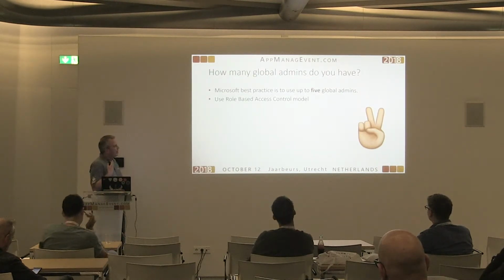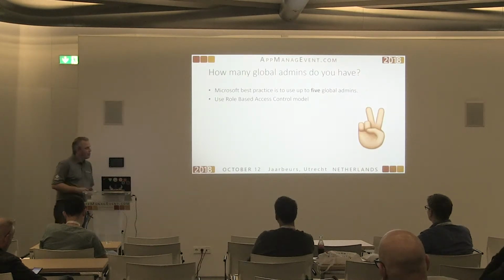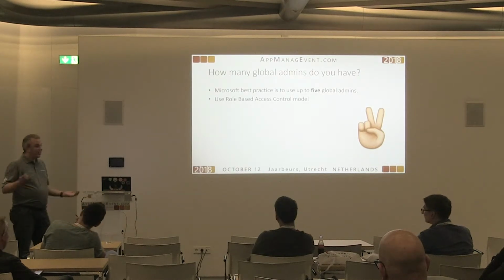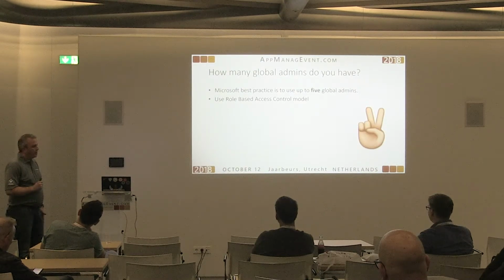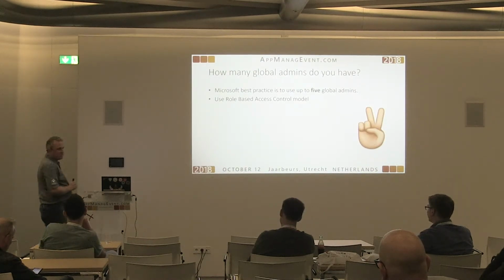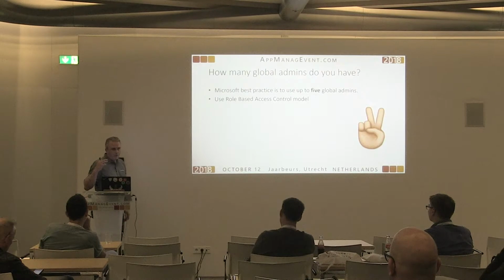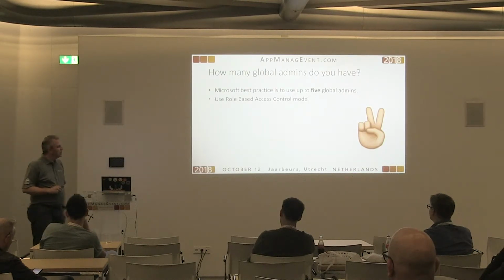So by lowering the number of global admins, use the role-based administration model, because more and more roles are being added almost every day. Around Ignite, I think maybe 10 new roles appeared around Teams and other services. So if you're not already doing this, have a look at the role-based administration model.